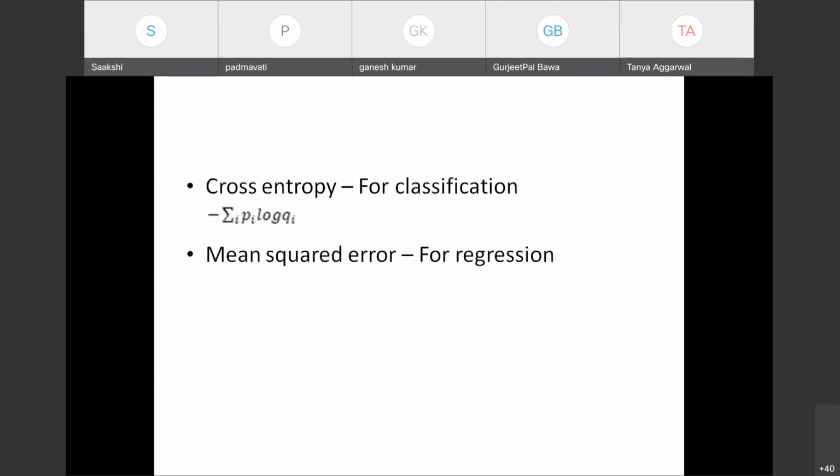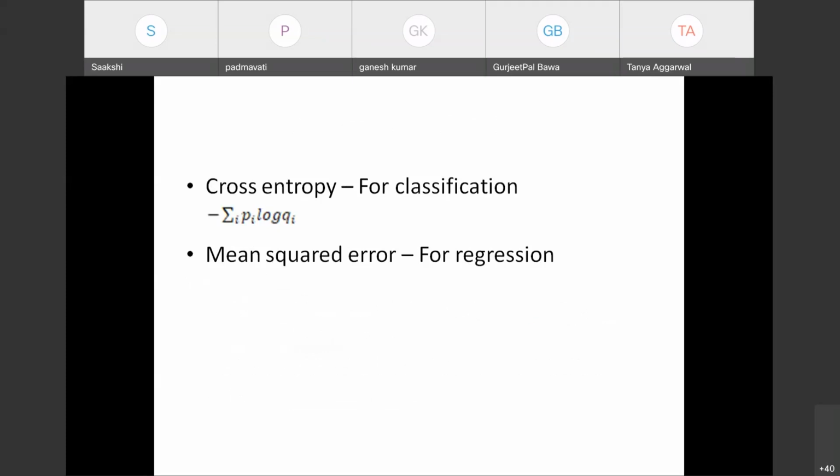Now, we have completed activation functions, and how to select the loss function and the activation function based on the given problem. Once we complete that, one must also be aware of the different kinds of loss functions which are available. The main loss functions are these two.